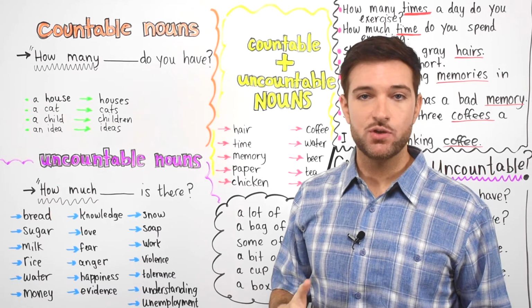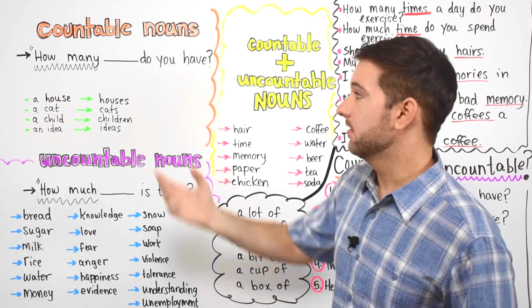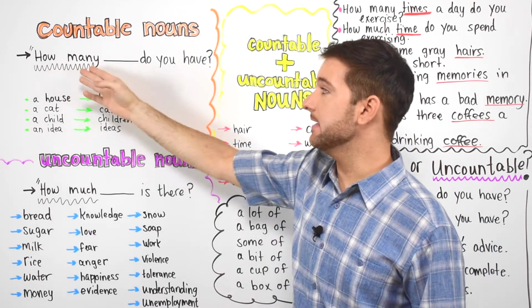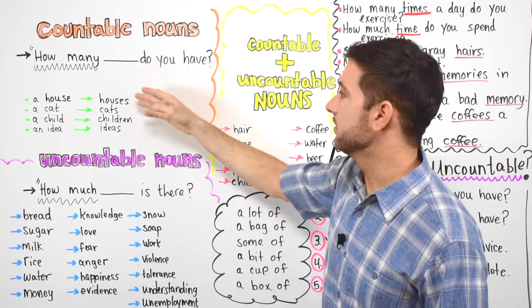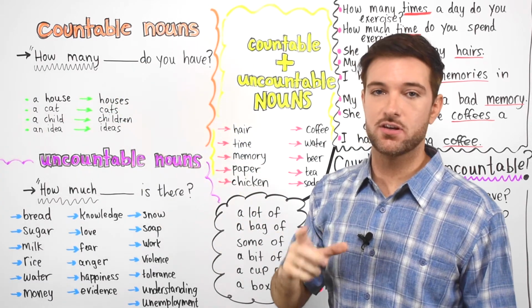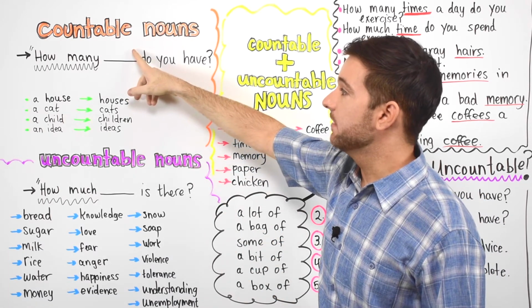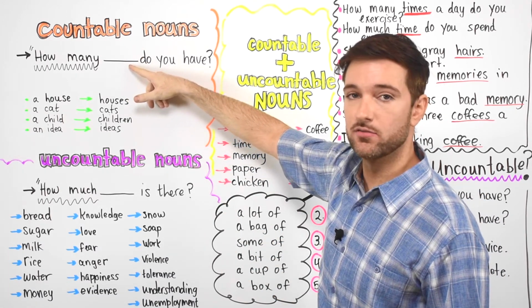And if you want to ask about the quantity of a countable noun, you can ask using this question: How many blank do you have? And then you add the plural form of the noun. So here, you have to have an S. It has to be in the plural form, okay?